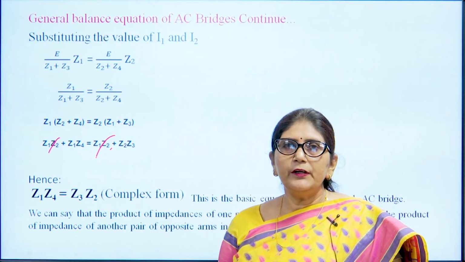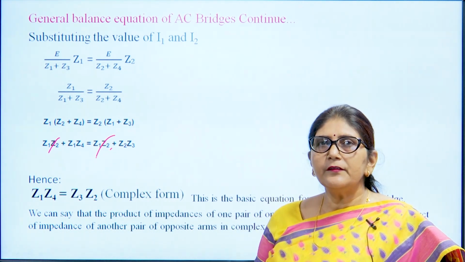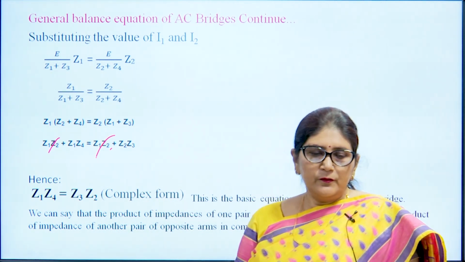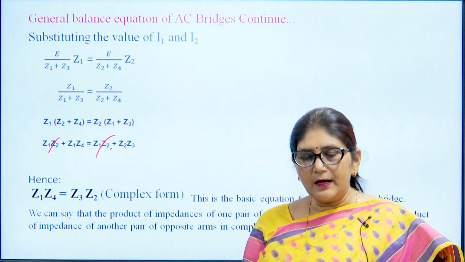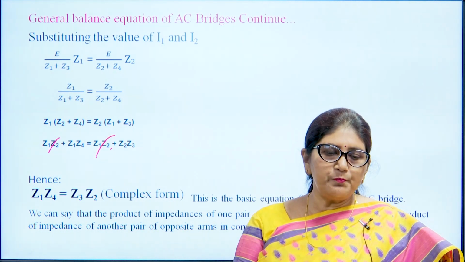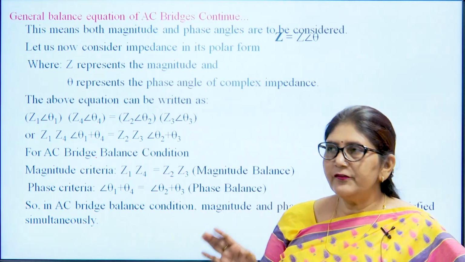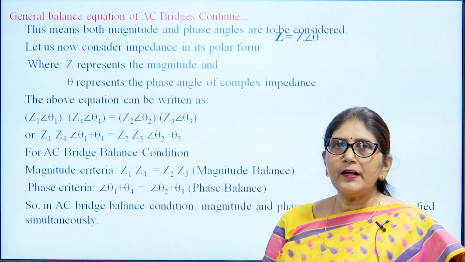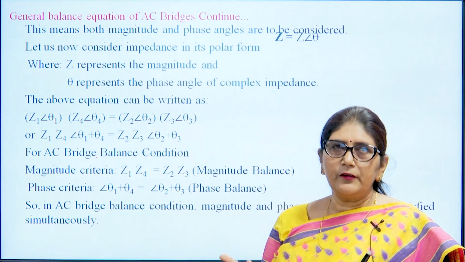Because of the AC components there are two terms, one is the magnitude and the other is the phase angle of the impedance. We know that the product of impedances of opposite arms must be equal to the product of impedances of the other pair of opposite arms. So, here two conditions should be fulfilled. One is that the magnitudes should be equivalent, and the second is the phase angle, because it is a complex impedance, so the phase angle should also be equal.